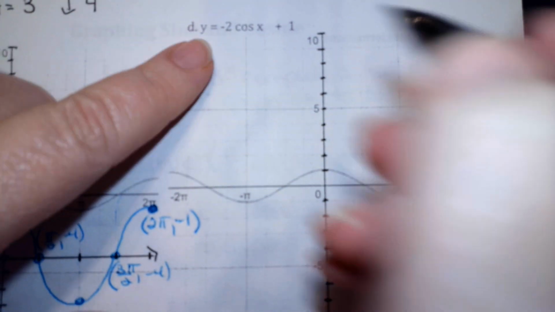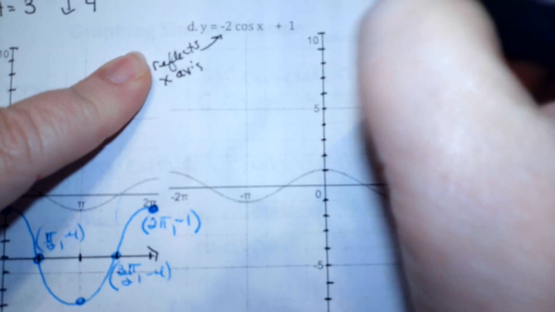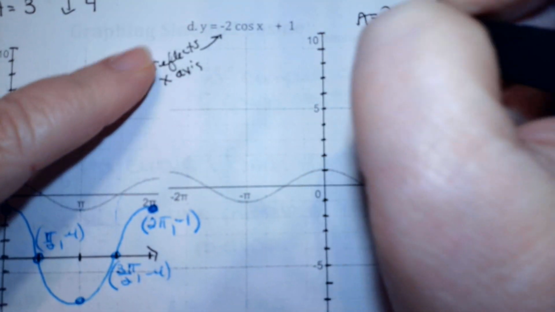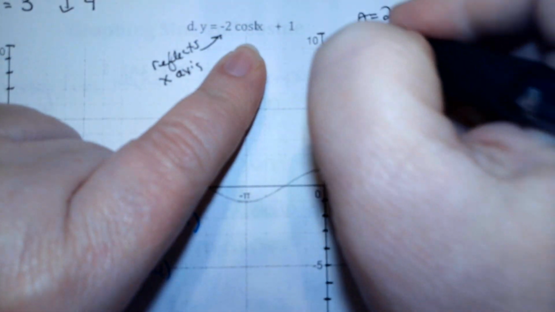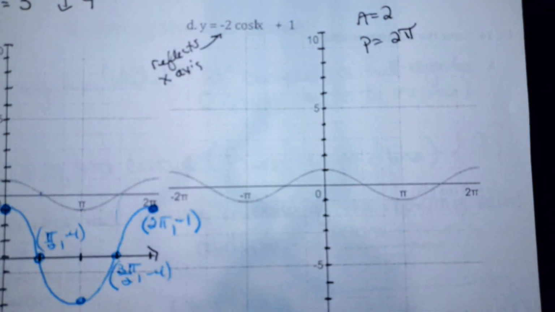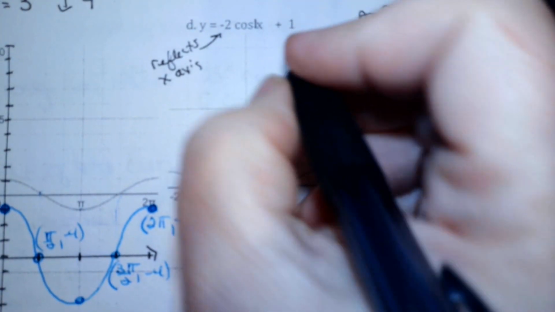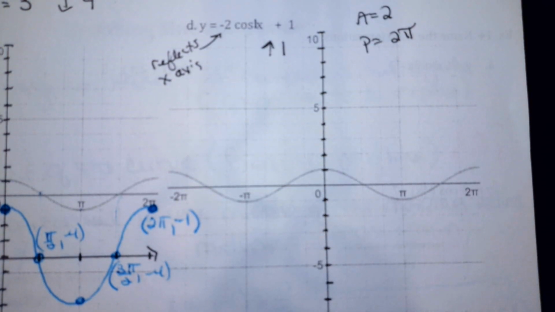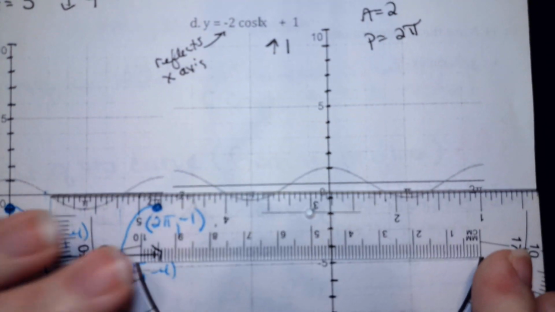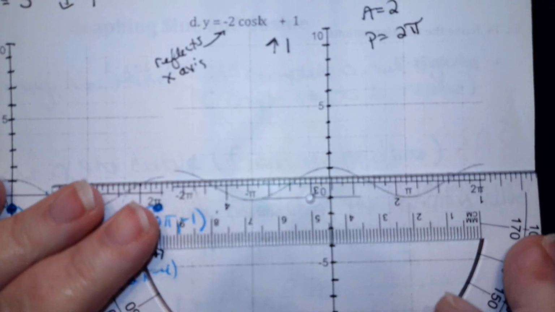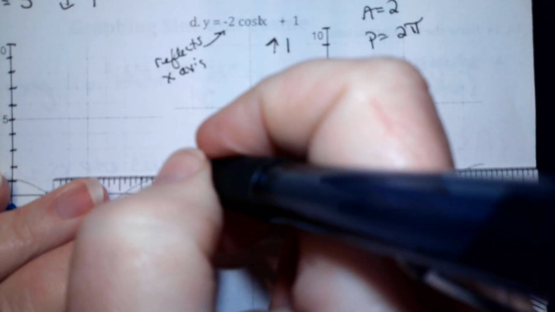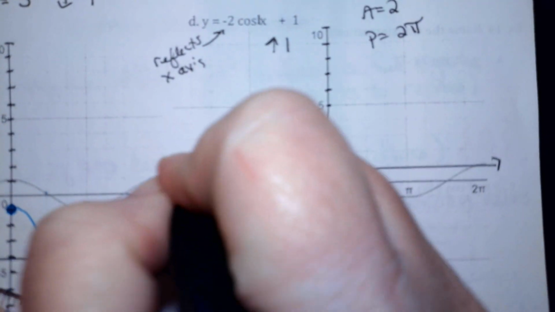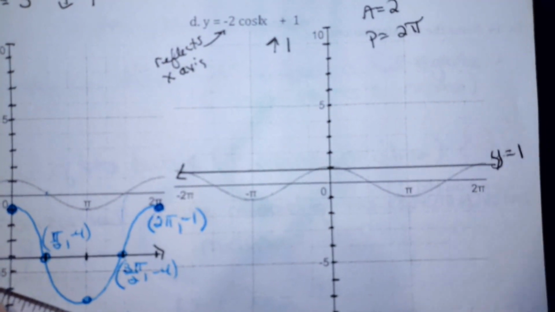For part D, okay, what's changed here is this time we've got a reflection. So here this reflects over the x-axis. Our amplitude is 2, and our period, that's a 1 there, so 2 pi over 1 still leaves it at 2 pi. So our period is still 2 pi. And then the +1 means that we're going to move everything up 1 unit. So our original midline was the x-axis, so we're going to move it up 1. So I'm going to go ahead and come right here and draw that in. So our new midline is at y equals 1.